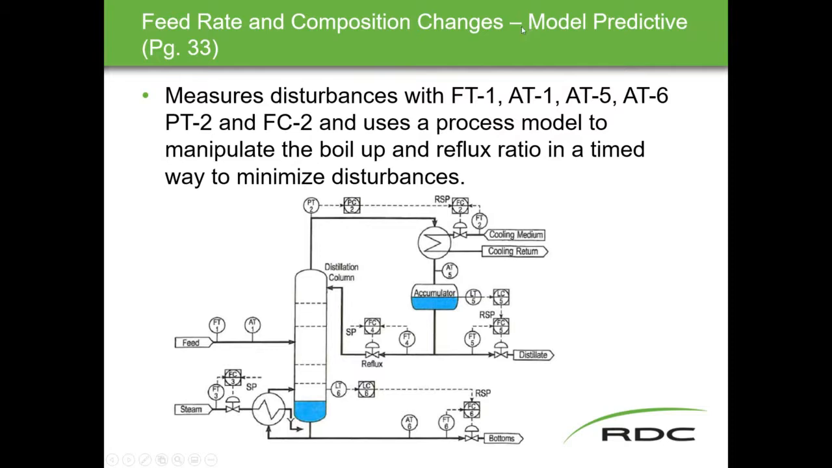Okay, model predictive. I always hate when they throw in these model predictive ones here on page 33. Model predictive, again, is a model. It's a calculation based on experimental values or measured values or tested values. And the feed rate composition with model predictive measures the disturbances with all of these different devices. So FT1, AT1, AT5, AT6, PT2, FC2, uses all these measurements, then uses the data collected to make a process model that will be applied to the column, and hopefully that model will work. Theoretically, it should.